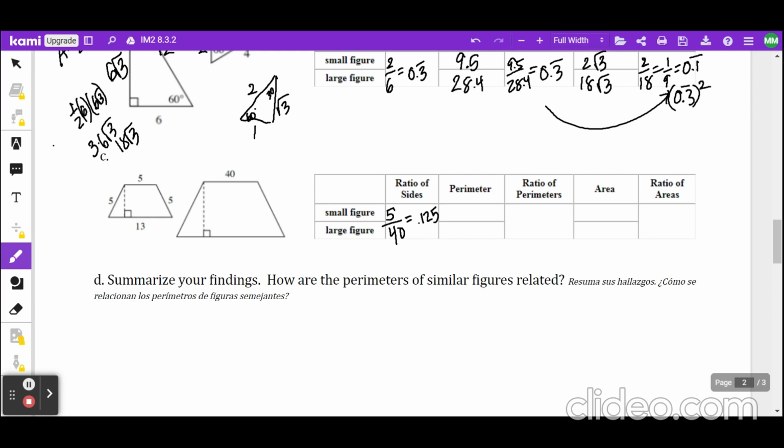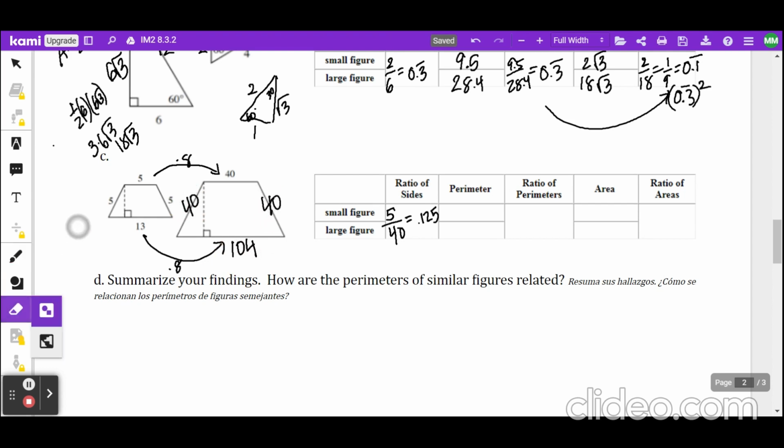So that means I need to find the scale factor. Here I would be multiplying 5 times 8 is 40. Is that right? Good. And then 13 times 8 is 80 plus 24 is 104. And then these are also 40. Let me erase this piece right here so we have one room.